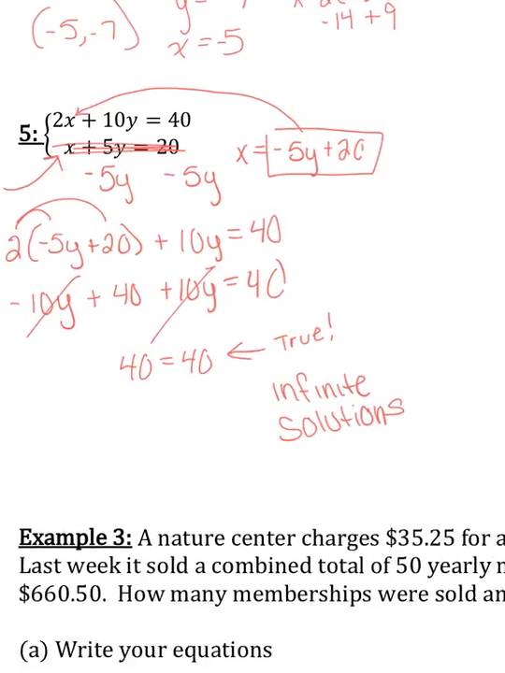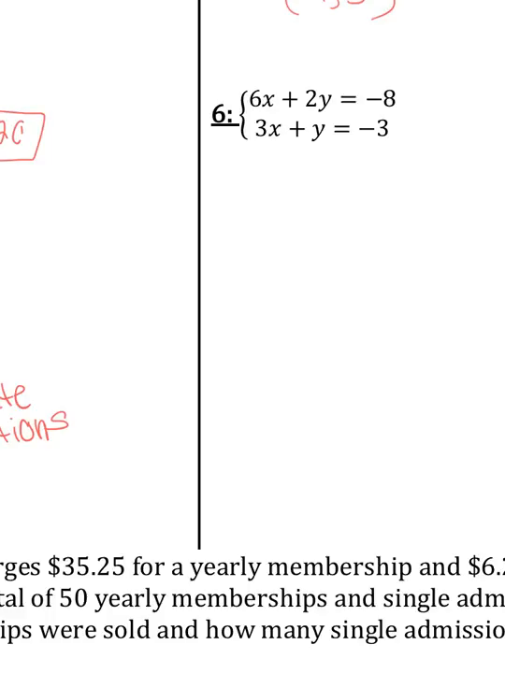All right, last one, number 6. Okay, let's think about which one's easiest to get by itself. That y has no coefficient, so I subtract 3x from both sides. And now I have the equation y equals negative 3x minus 3. So I'm going to cross this out. Not going to use it. Don't want to get confused.